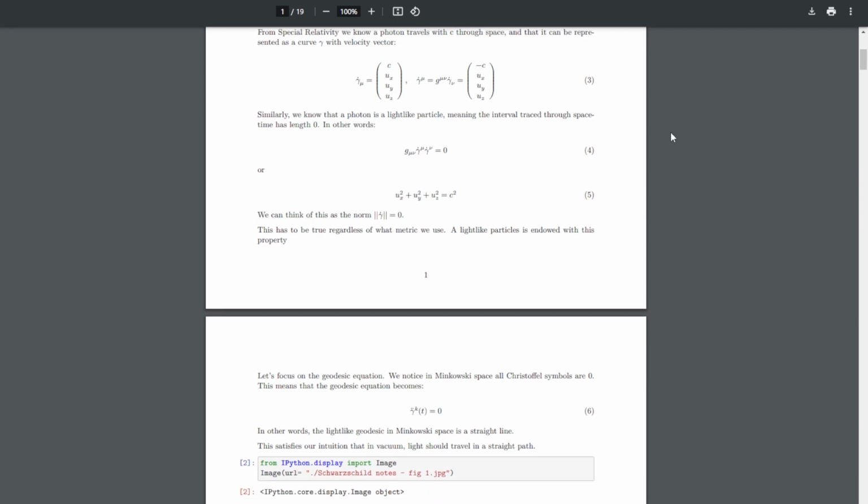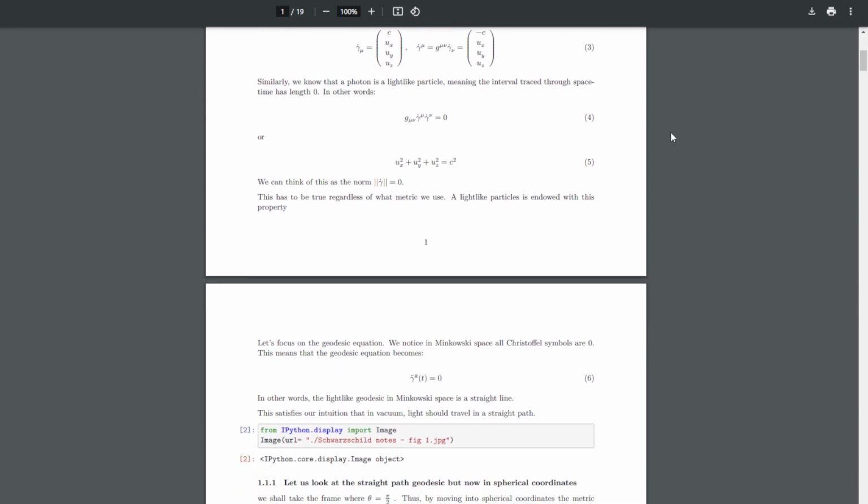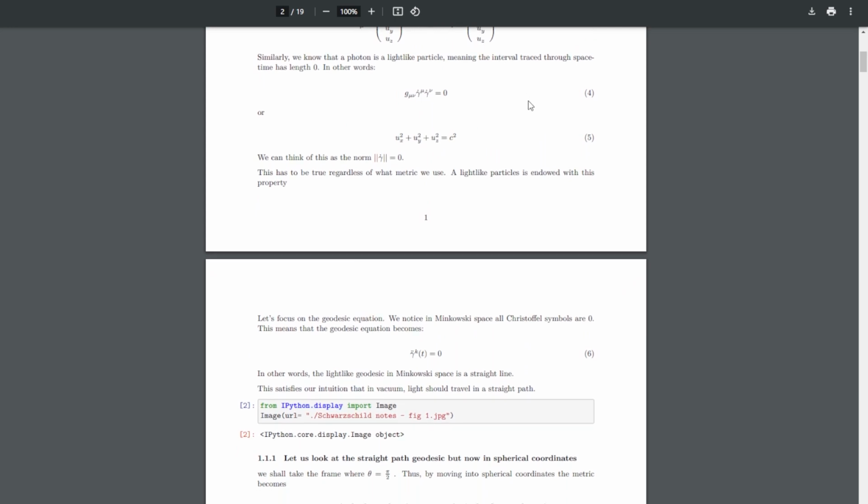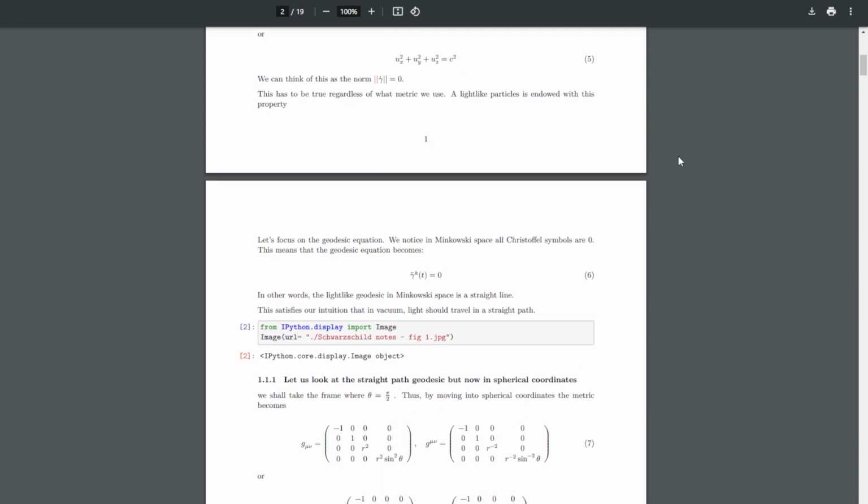Similarly, we know that the photon is a light-like particle. Like I said, the interval traced through space-time has length 0, which can be written like this. And this equation actually turns into our speed through the spatial coordinates, mu x squared plus mu y squared plus mu z squared equals the speed of light squared. So, in other words, our photon travels with c through space.